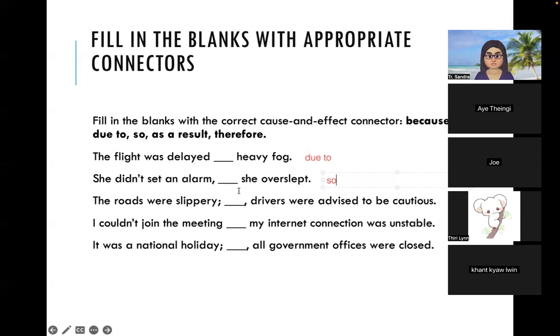So, the roads were slippery. Drivers were advised to be cautious. As a result. What about another one? I couldn't join the meeting, blank, my internet connection was unstable. Because. I couldn't join the meeting because my internet connection was unstable. It was a national holiday. All government offices were closed. Therefore. It's right, therefore.